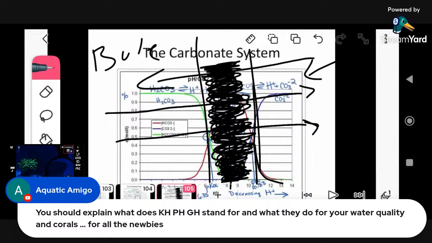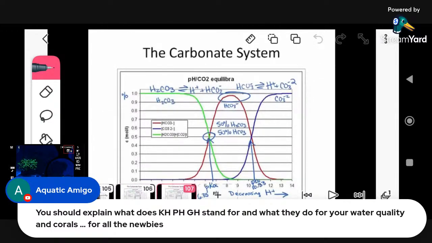You should explain what KH, pH, and GH stand for and what they do for your water quality and corals, for all the newbies. All right, we asked the question, then we got it. And remember, guys, to remember that I should remember about the 2-part dosing, whoever asked the 2-part dosing question. Okay.